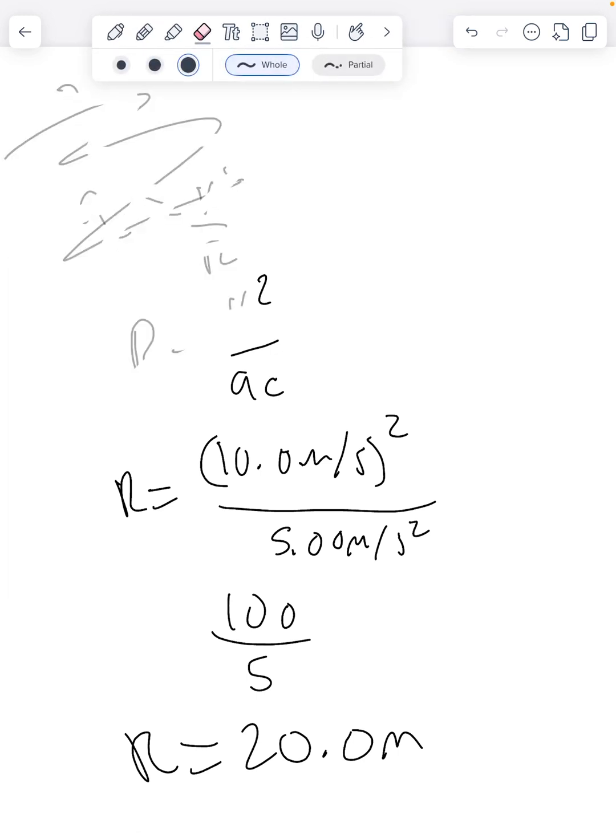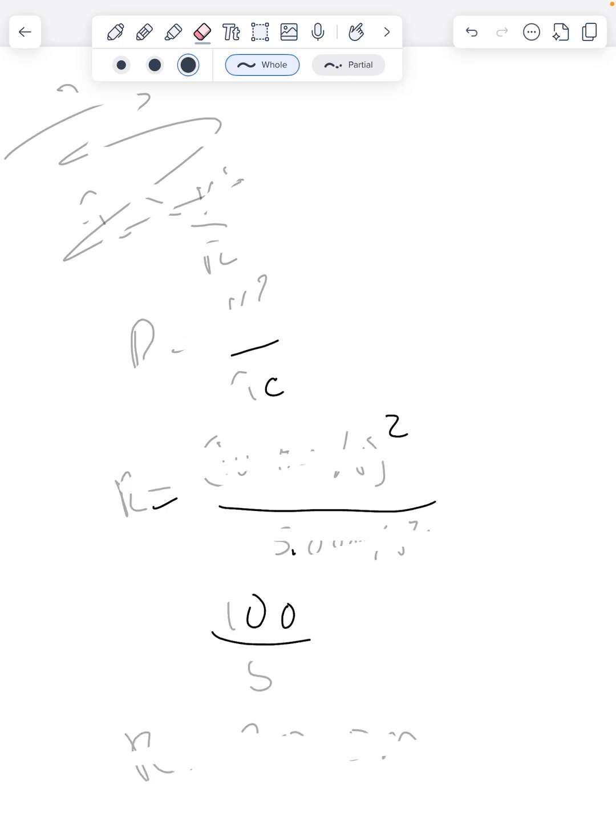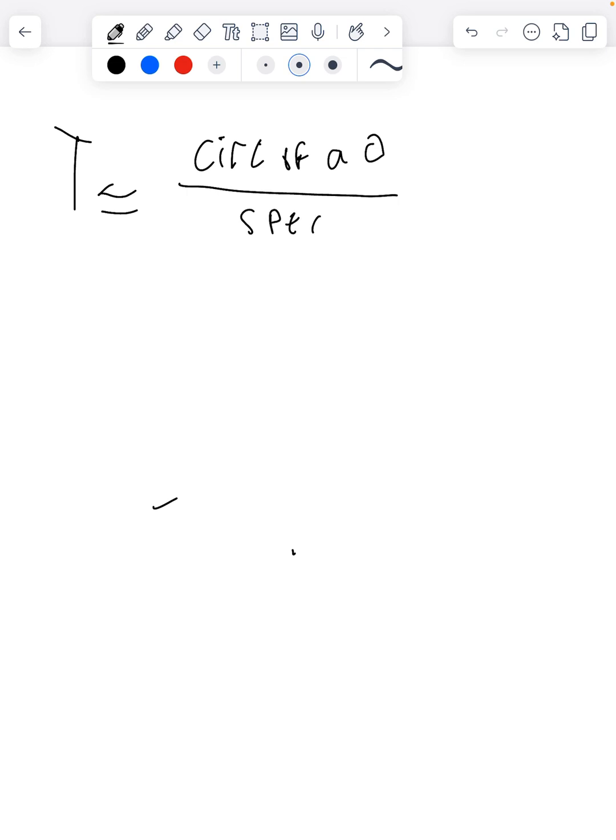We're going to move on to part B now. Part B is asking us to find the period of motion. To find that, we're just going to use this equation here. The period T, the time to complete one full revolution, is given by T equals the circumference of a circle over speed, so T equals 2 pi r over v.